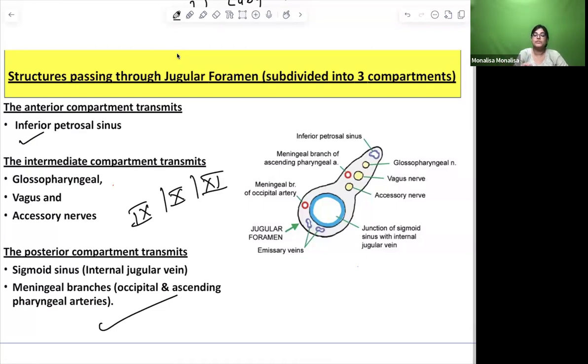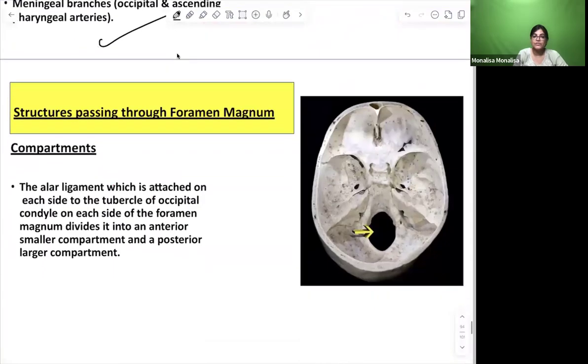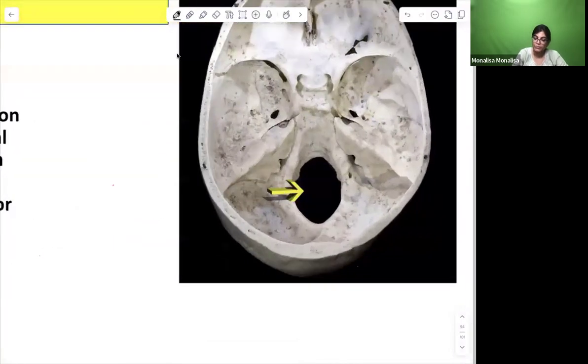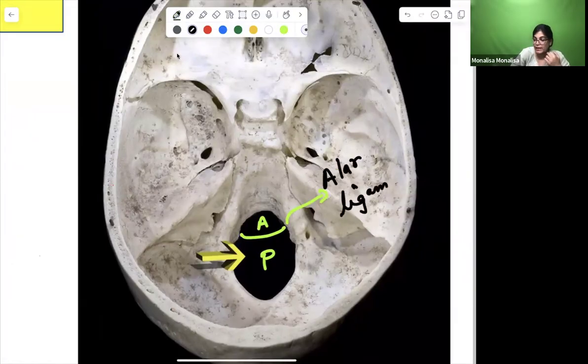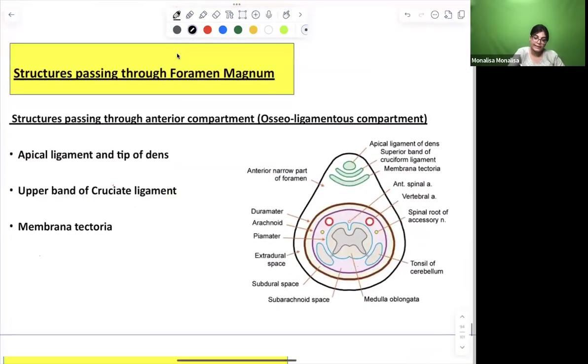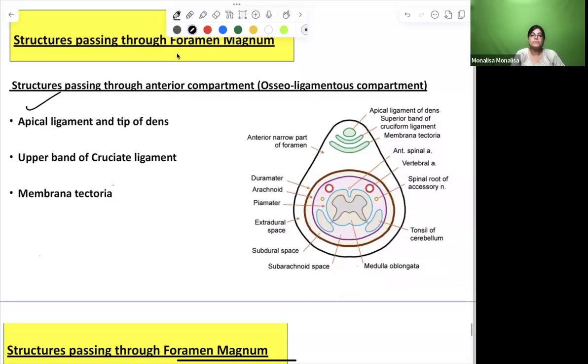So you have to go through the structures passing through jugular foramen and structures passing through foramen magnum. This big foramen is foramen magnum. It is divided into anterior and posterior parts by the attachment of the alar ligament. In the anterior part, only ligaments pass: apical ligament, cruciform ligament and membrana tectoria. So it is called the osteoligamentous compartment.